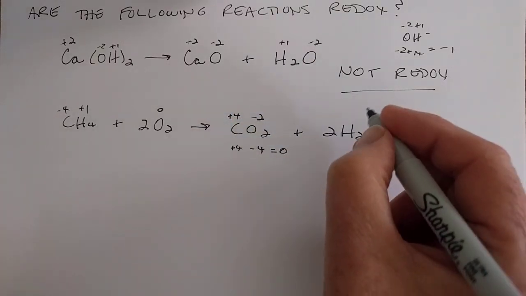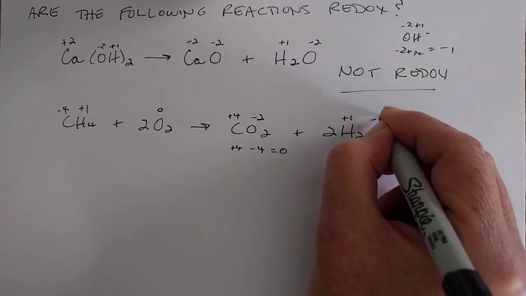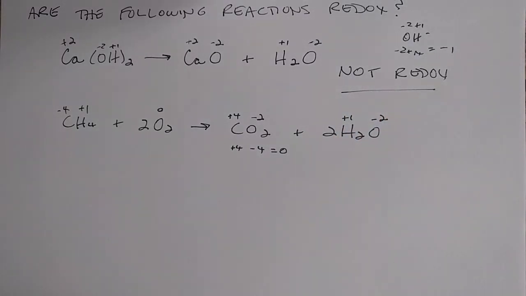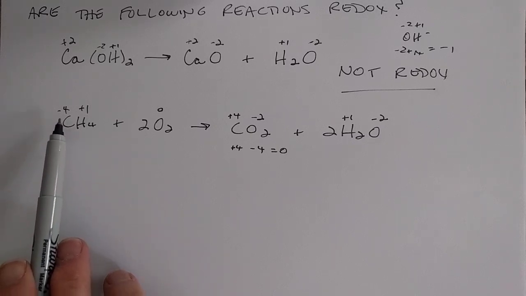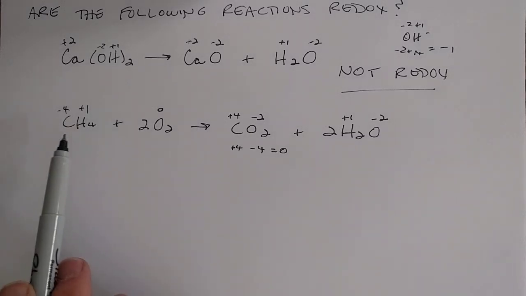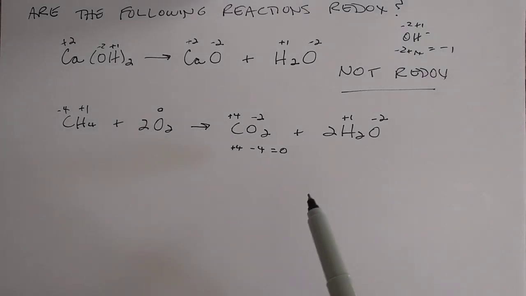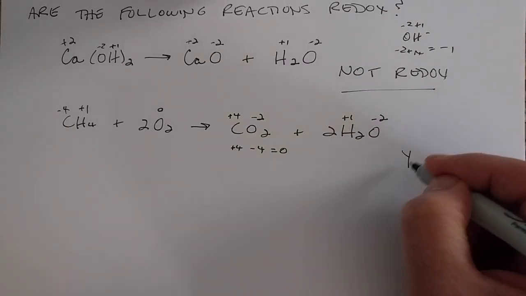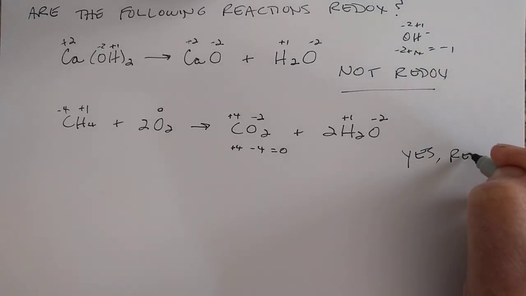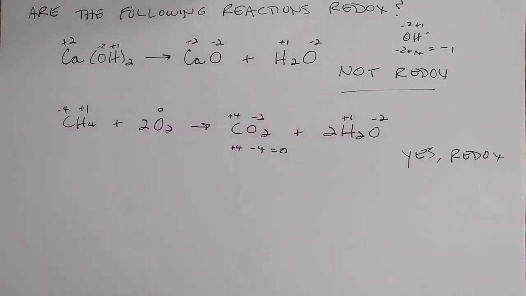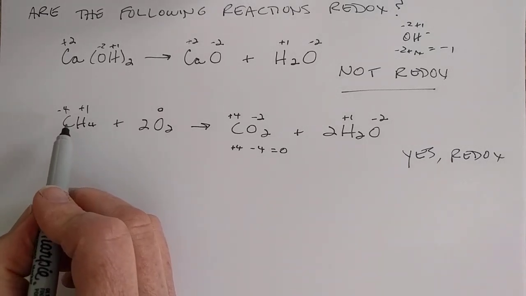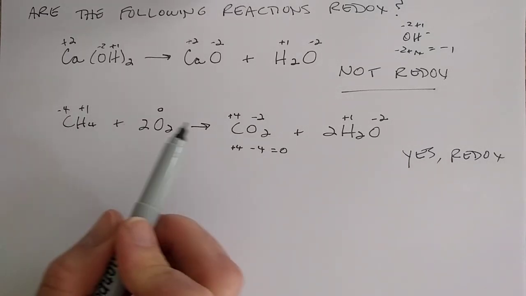And in water, we already did that up there. The hydrogen's +1, the oxygen is -2. So now, the carbon in methane goes from -4 to +4. It's going up the number line. That's oxidation. The oxygen is going from 0 to -2. It's going down the number line. That is reduction. So yes, this is a redox. And all combustion reactions actually are redox reactions. So since the carbon is going up the number line, it's being oxidized.